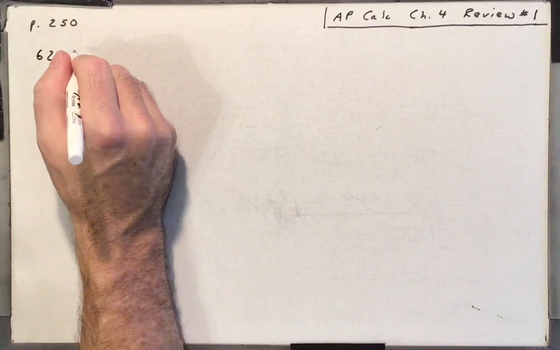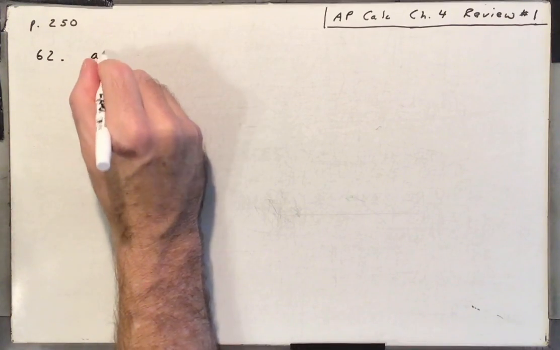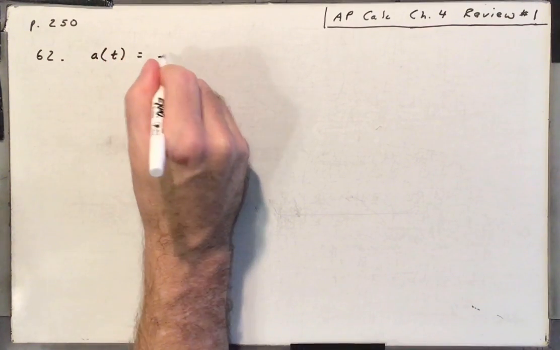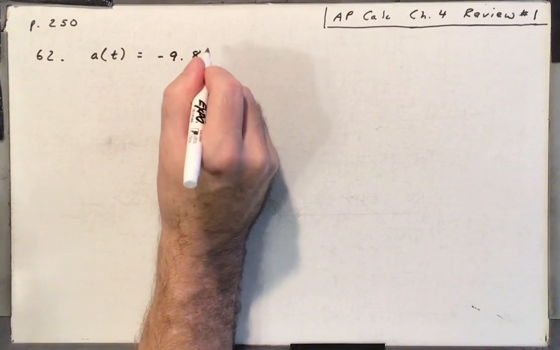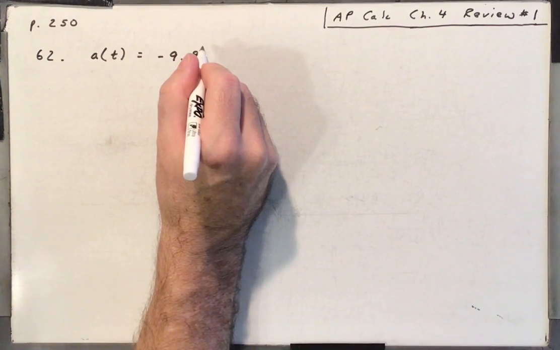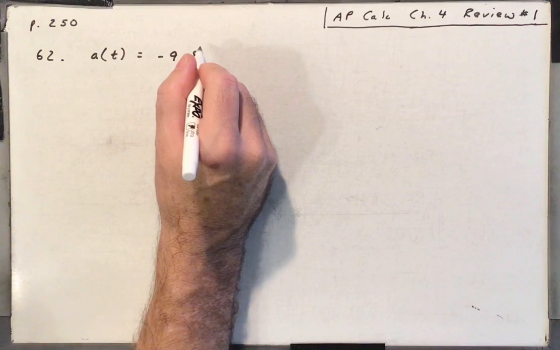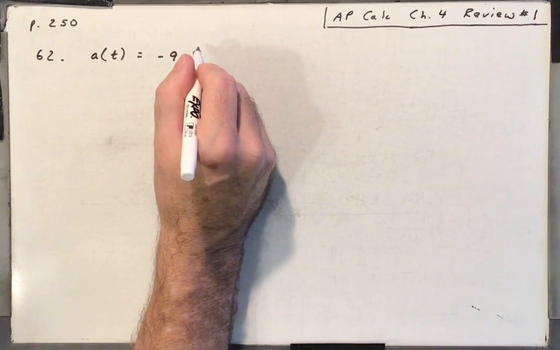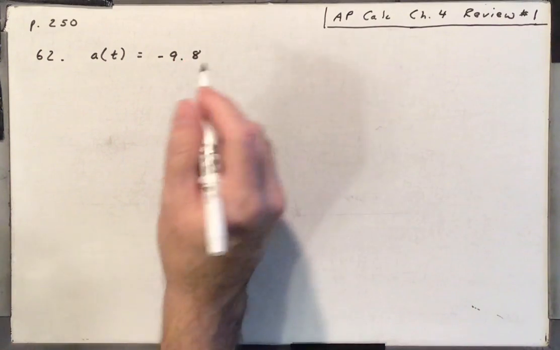So 62, we are using A of t is equal to minus 9.8. All right, so it says the Grand Canyon is 1,600 meters deep. At its deepest point, a rock is dropped from the rim above this point. Express the height of the rock as a function of time t in seconds, and how long will it take the rock to hit the canyon floor?